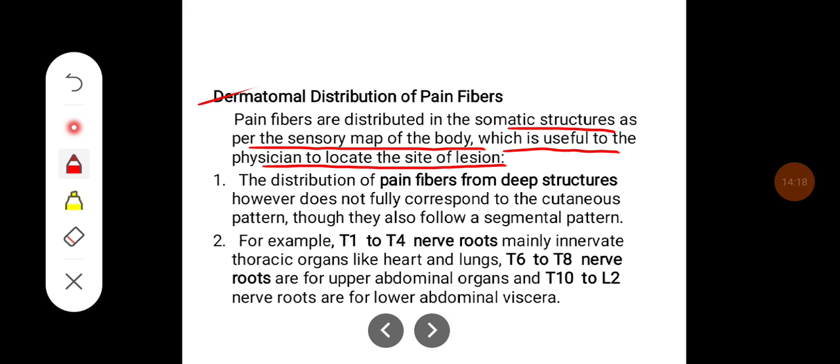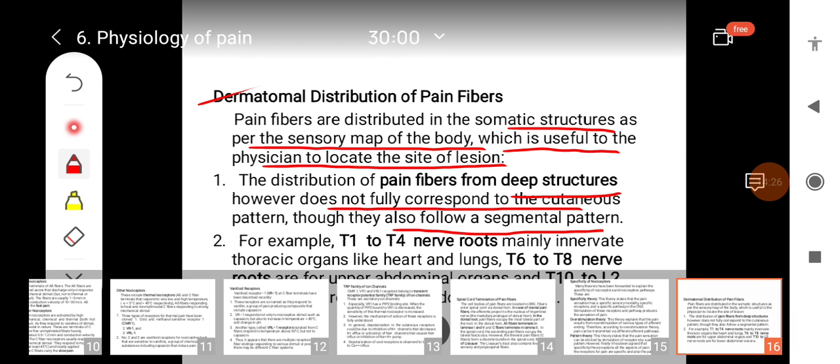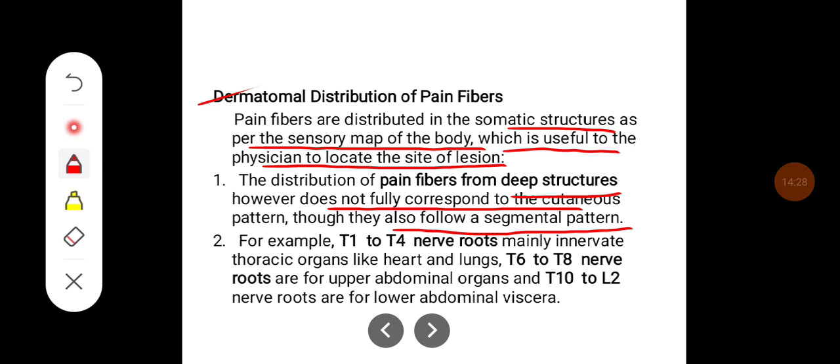The distribution of pain fibers from deep structures, however, does not fully correspond to the cutaneous pattern, though they also have a segmental pattern. For example, T1 to T4 nerve roots mainly innervate the thoracic organs like heart and lungs, T6 to T8 nerve roots the upper abdominal organs, and T10 to T12 nerve roots the lower abdominal viscera.